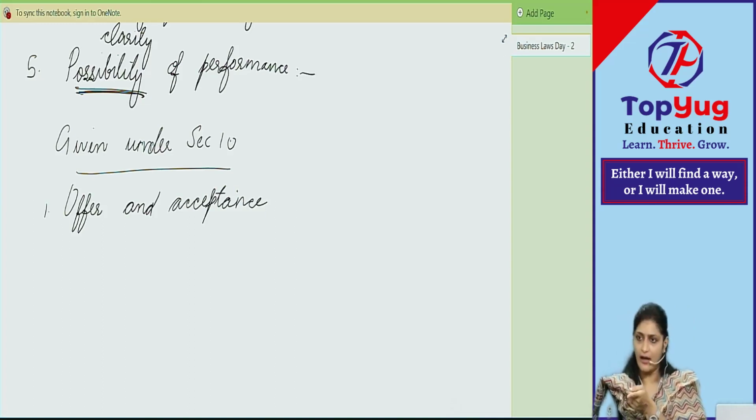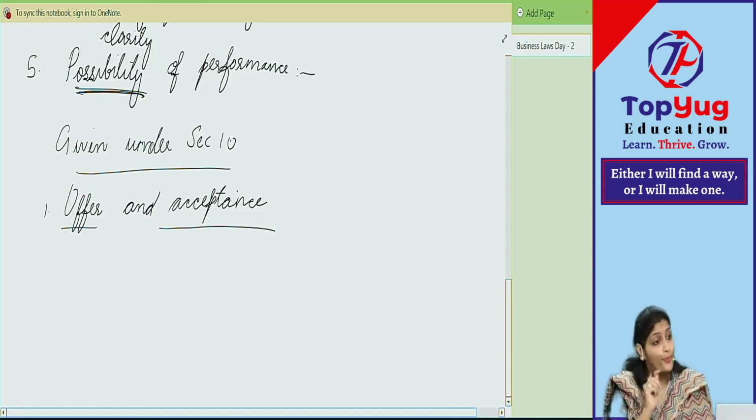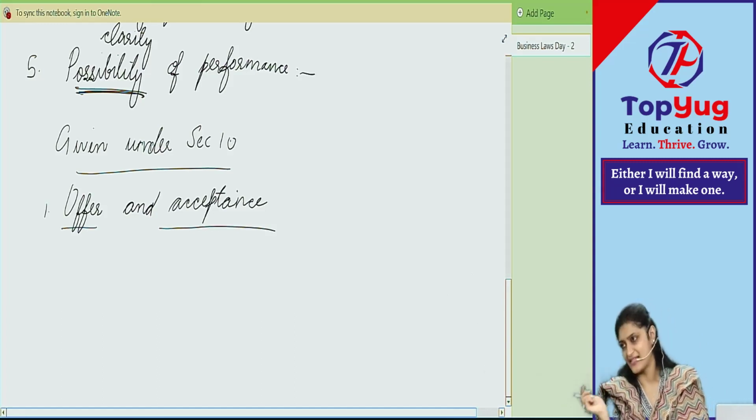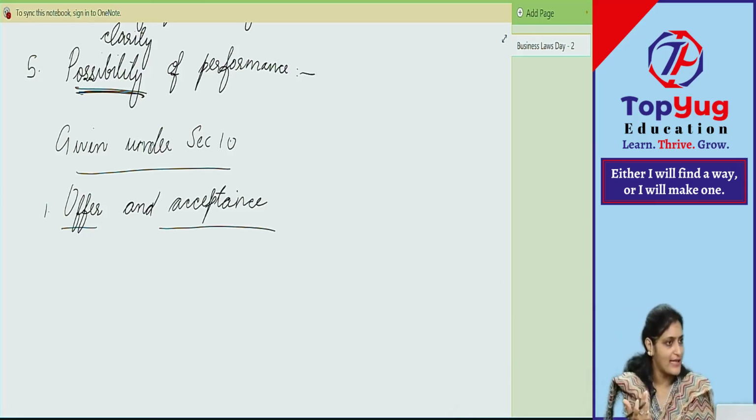Without offer and acceptance, will there be any agreement? No. But here, what is that they are talking about? Offer and acceptance should be proper offer, proper acceptance. Then only it will be a valid contract. Now, you will get a doubt now. How will we know what is a proper offer, what is a proper acceptance? That is also given in law.